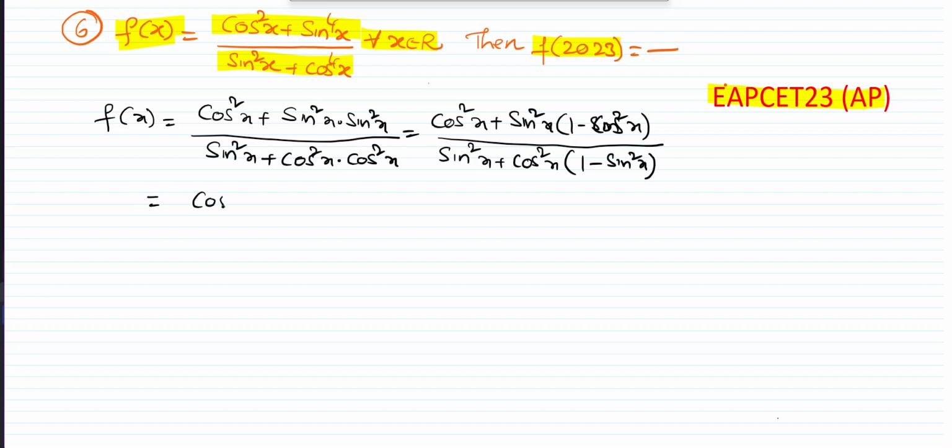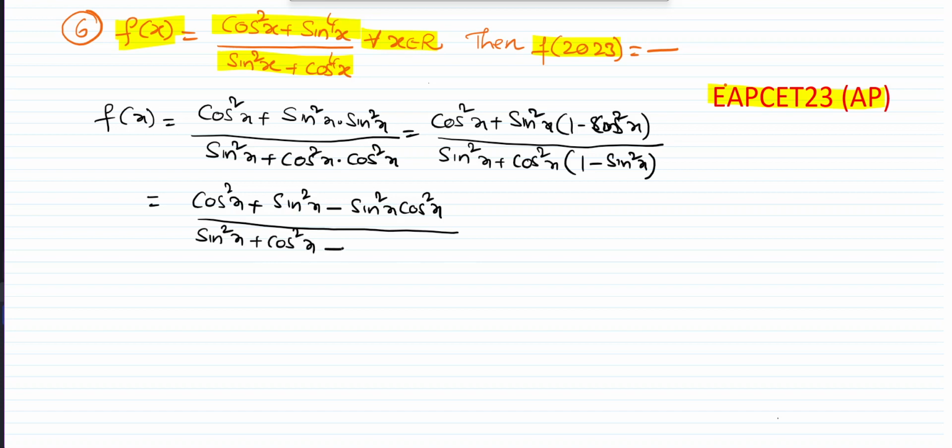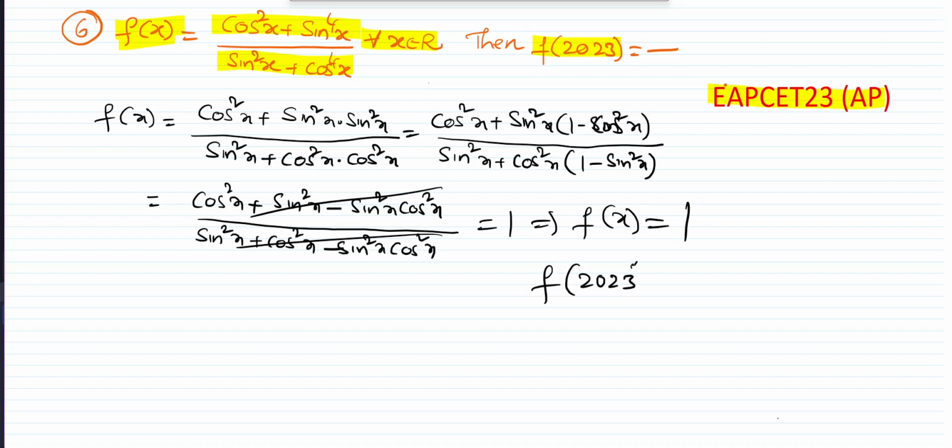So this is equal to cos square x plus, multiplying by sin square x, this is sin square x minus sin square x into cos square x by, in denominator, this is sin square x plus cos square x minus sin square x into cos square x. Here numerator and denominator are both the same, these cancel, that is equal to 1. From this f of x is equal to 1. Substituting x is equal to 2023, this value is also 1. This is the required answer.